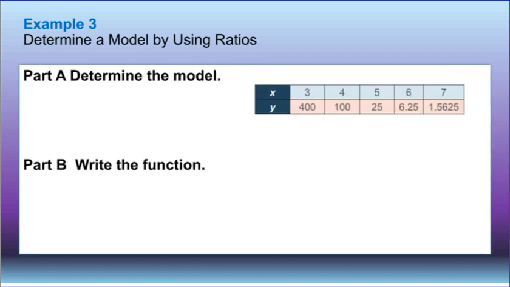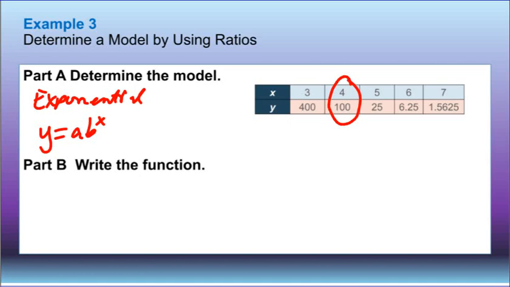So this is exponential, and it has to be in the format of y equals a times b to the x power. So we're going to write our function. We found our b. Our b is 1/4. And then we're going to use a point in the table to substitute for x and y. So I'm going to use 4 and 100.